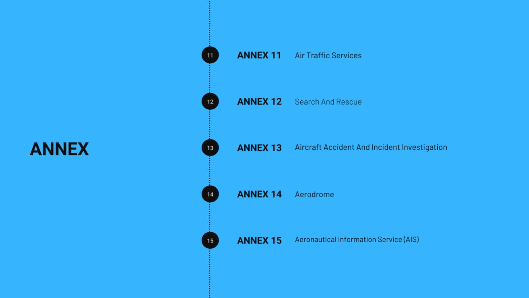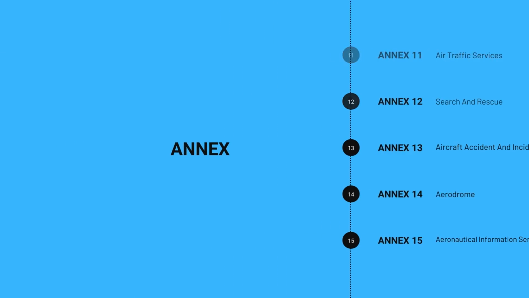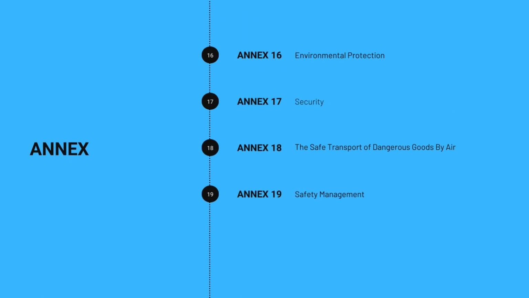Number 16, Annex 16, talking about environmental protection. Annex 17, talking about security. Annex 18, talking about the safe transport of dangerous goods by air. And number 19, the last one, is safety management.